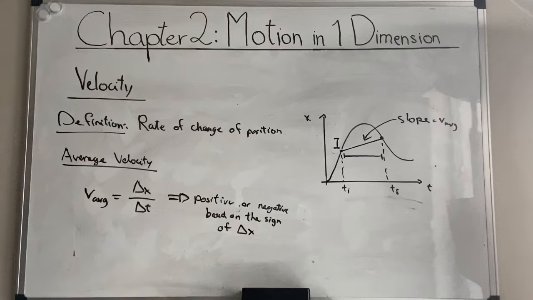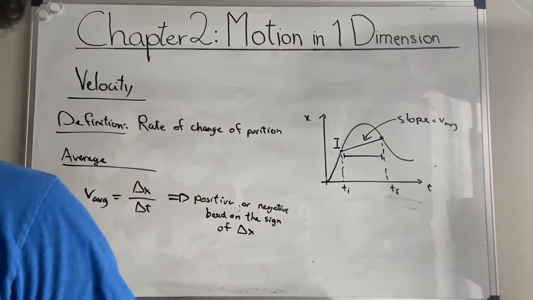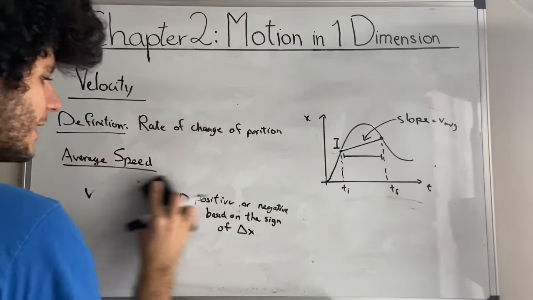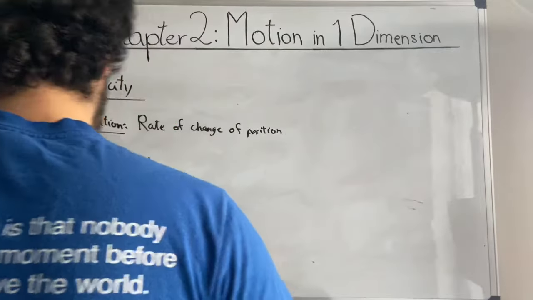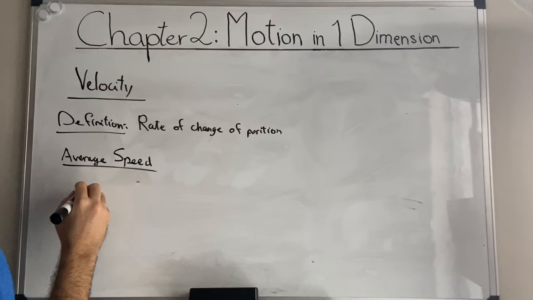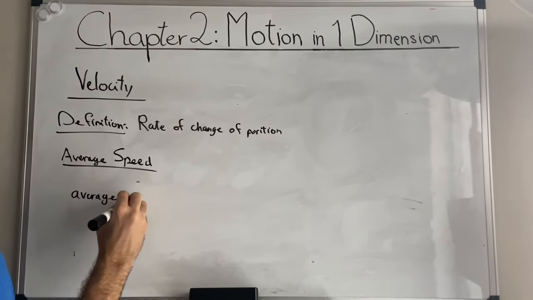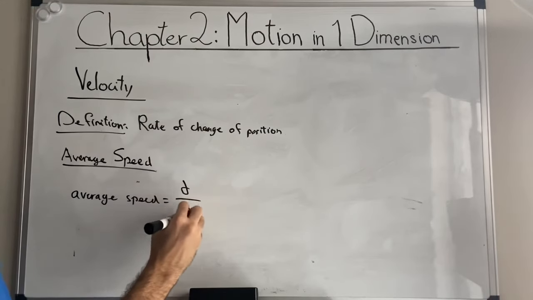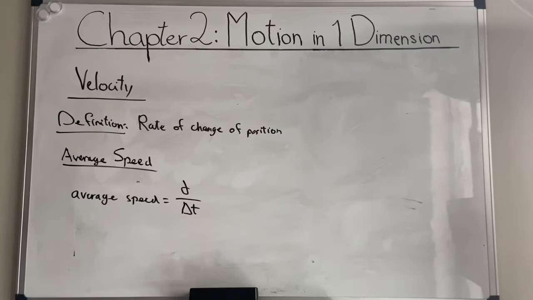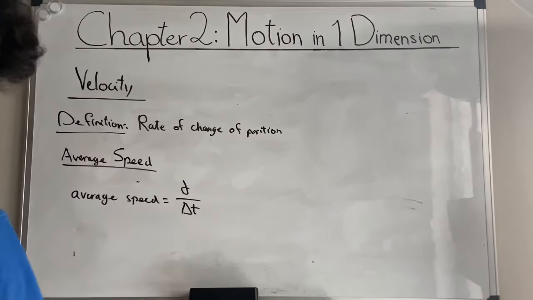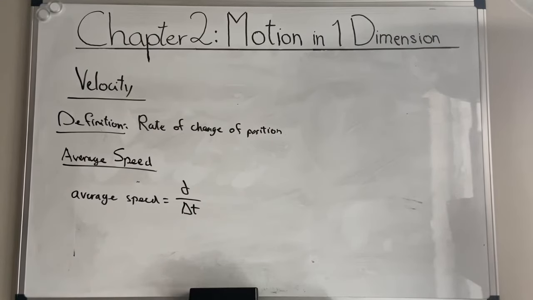Next is the average speed. Right? So I spoke about this earlier. I said we were going to talk about this, and here we are. Average speed is very, very similar, though the way that we denote it is like this. Average speed is equal to d over delta t. So it's the distance covered divided by the interval of time over which that distance has been covered, right? So the total distance traveled divided by the total time interval required to travel that distance. The average speed has no direction and is always expressed as a positive number.